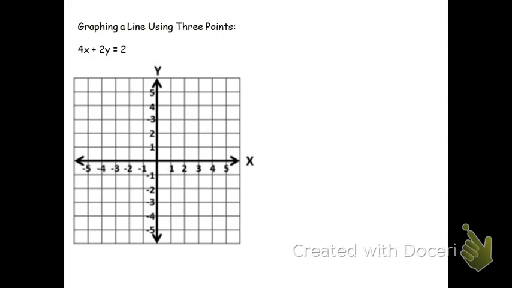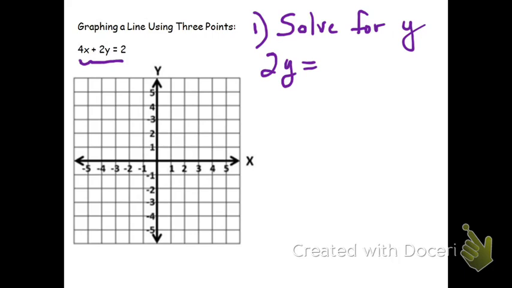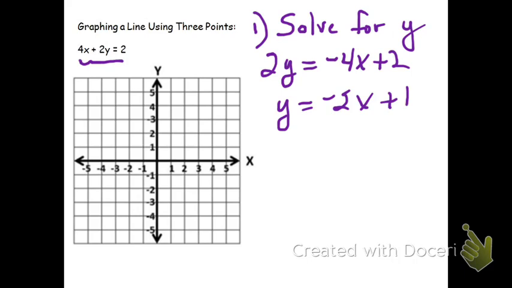Okay, so looking at our first equation, 4x plus 2y is equal to 2. We want to graph this one using 3 points. But the first step is the same no matter which method we use. You always want to solve for y. In other words, get y by itself on one side of the equation. So here's my equation. I need to get rid of that 4x, so I'm going to subtract it. So I have 2y equals negative 4x, and then I still have the positive 2. Then divide everything by 2, so y equals negative 2x plus 1.